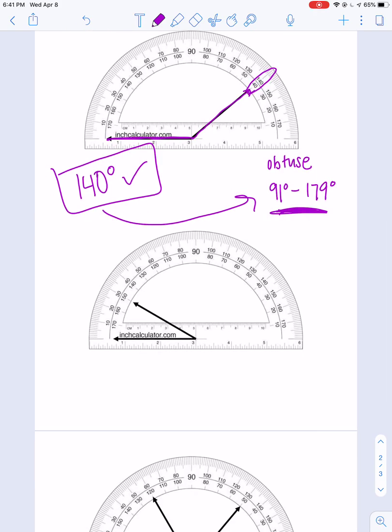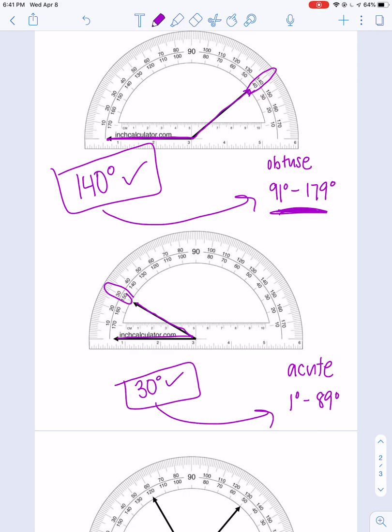Same thing here. It's lined up on 0, meaning I just have to measure where the second ray is going, and I've got my angle. So I can see this one's acute. That means 1 degree to 89 degrees. I have two separate numbers. It could either be 30 degrees or 150. 30 degrees is the only number that falls within that range. So that's my answer. Again, it doesn't matter if the ray opens to the left.